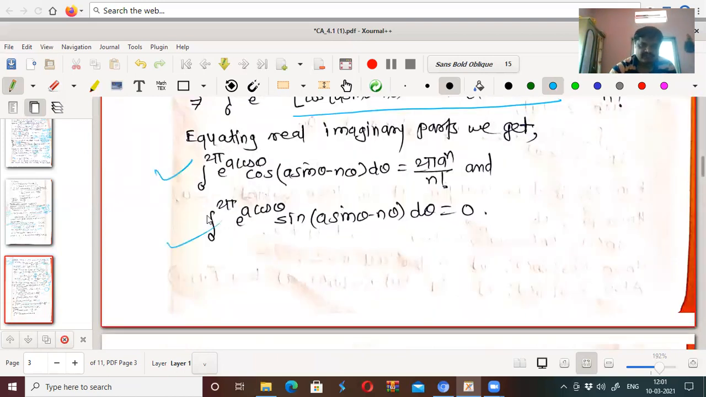Formulas: integral from 0 to 2π e^(a cos θ) into cos of (a sin θ - n θ) with respect to θ equal to 2π a^n upon n factorial, and integral from 0 to 2π e^(a cos θ) sin of (a sin θ - n θ) with respect to θ equal to 0.